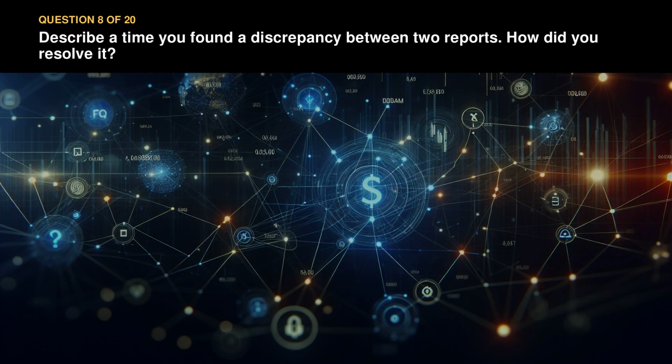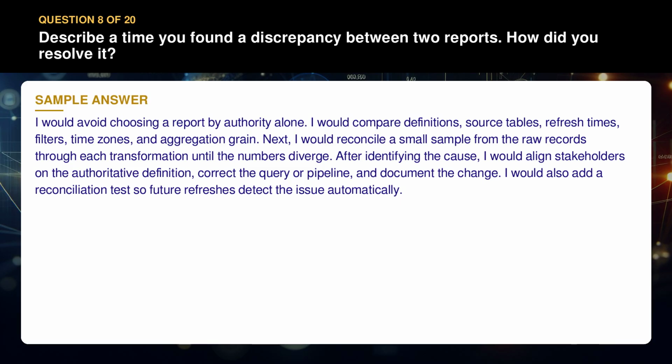Question 8. Describe a time you found a discrepancy between two reports. How did you resolve it? I would avoid choosing a report by authority alone. I would compare definitions, source tables, refresh times, filters, time zones, and aggregation grain. Next, I would reconcile a small sample from the raw records through each transformation until the numbers diverge.